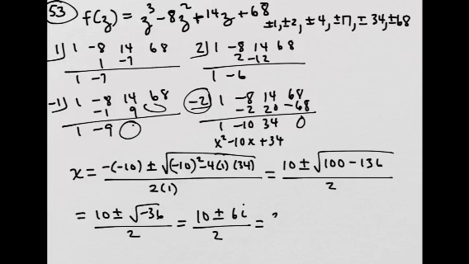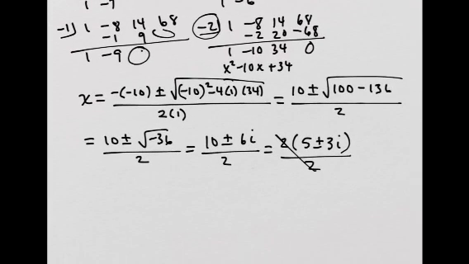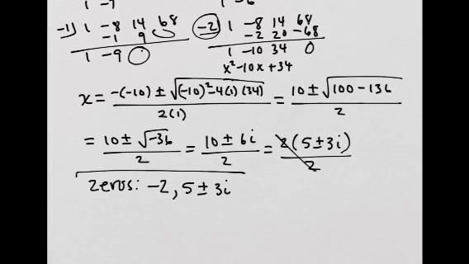I can reduce everything by 2 by factoring out a 2, 5 plus or minus 3i all over 2, so then I can cancel this way. So the zeros are, don't forget about the one we got with synthetic division, negative 2, and then 5 plus or minus 3i. So that's a total of 3 zeros.